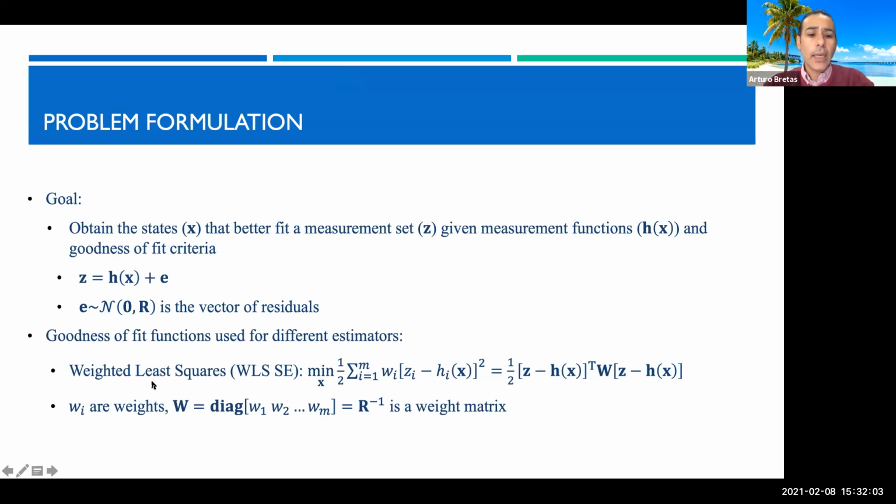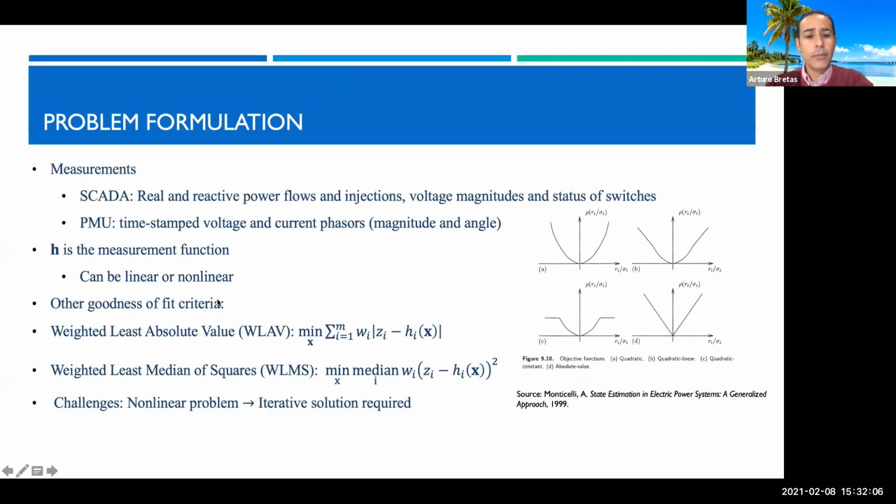So this is the main approach that is used, and you have some variations to it regarding the objective function. You have the weighted least absolute value and the weighted least median squares. Depending on the application, you also have linear solutions where your h of x is a linear function relating the system states to your measurements. More recently, you also have measurements sampled at a faster sampling rate, which allows you to create many other applications.